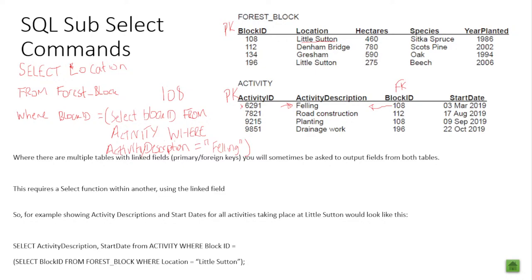Okay. So, all it is, is a select inside a select. Select the block ID from activity where the activity description is felling. And because it's felling here, it's going to return the block ID of 108. Forget all that SQL, it's going to return 108. And then it says, select the location from the forest block where the block ID is 108. So it says 108. Oh, it's Little Sutton. Right, that's a sub-select command.